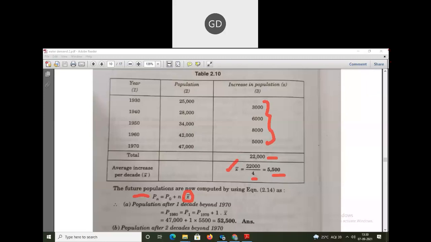Now the formula is with you. So now you can easily find out the population for the first decade, second decade and third decade after the last known population. The last known population given in the question was for 1970. So after 1970, the next decade is 1980, then after 2 decades it will be 1990, and then after the next it will be 2000. You have to find out these three.